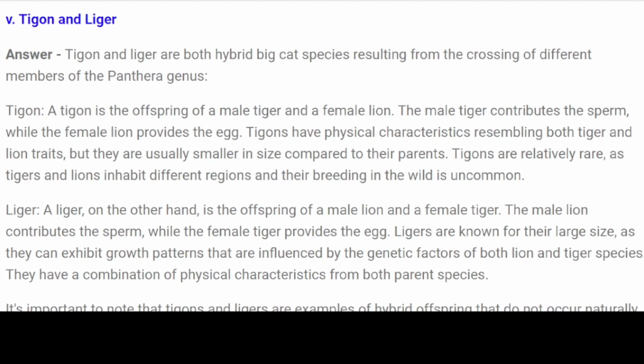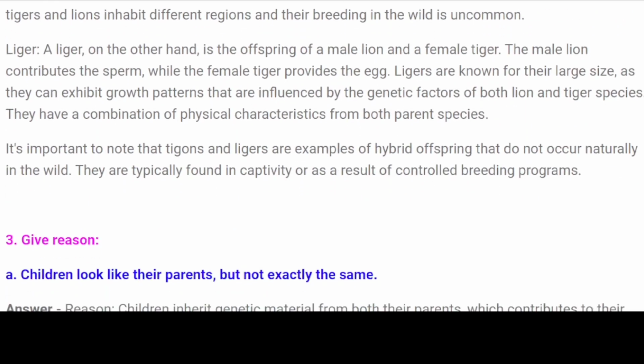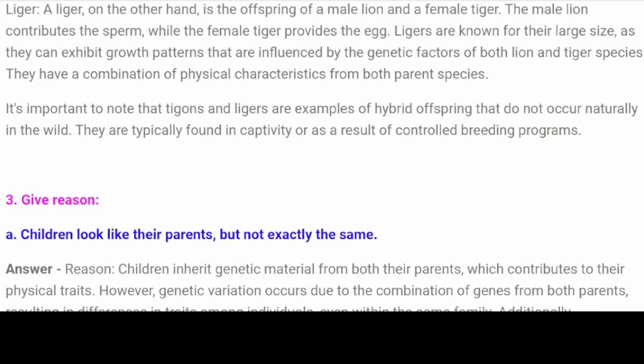Tigons have physical characteristics resembling both tiger and lion traits, but they are usually smaller in size compared to their parents. Tigons are relatively rare, as tigers and lions inhabit different regions and their breeding in the wild is uncommon. A liger, on the other hand, is the offspring of a male lion and a female tiger. The male lion contributes the sperm, while the female tiger provides the egg.